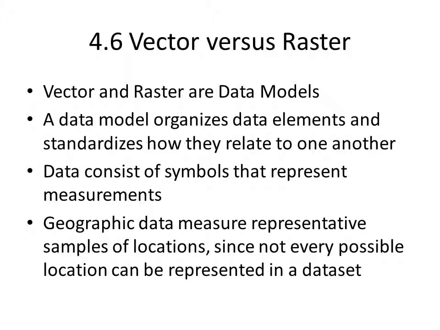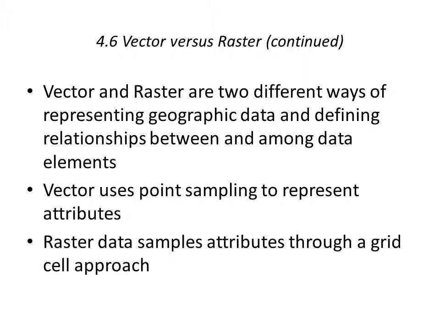Here's the basic problem. There's an infinite number of possibilities of features that could be included in a geographic data set, but we can't represent everything. So we simplify things. We make decisions about how we symbolize that data. These data models represent two different strategies for symbolizing the data that we're selecting to display. Vector and raster are two different ways of representing geographic data and defining relationships between and among data elements. Vector uses point sampling to represent attributes. Raster data samples attributes through a grid cell approach.